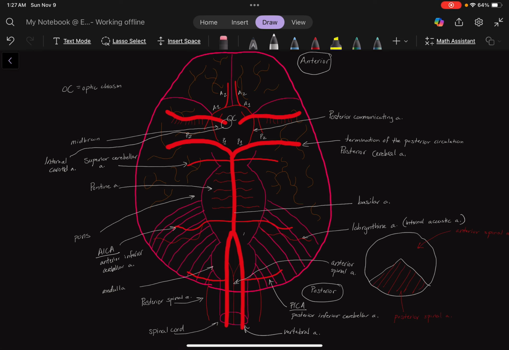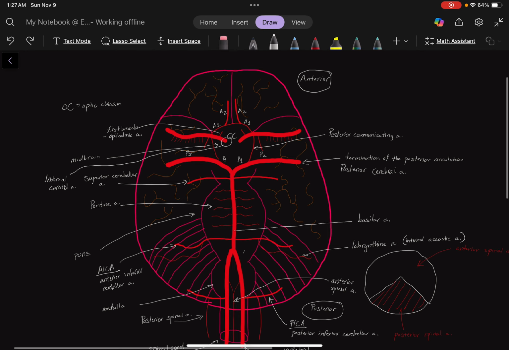And coming off the internal carotid artery, the very first branch of the internal carotid artery is the ophthalmic artery. Okay, and that's pretty important because it's close to the optic chiasm, so it's pretty clinically relevant for vision. And in the next video, I'll be talking about what can happen if the vascular supply to any of these blood vessels is compromised.